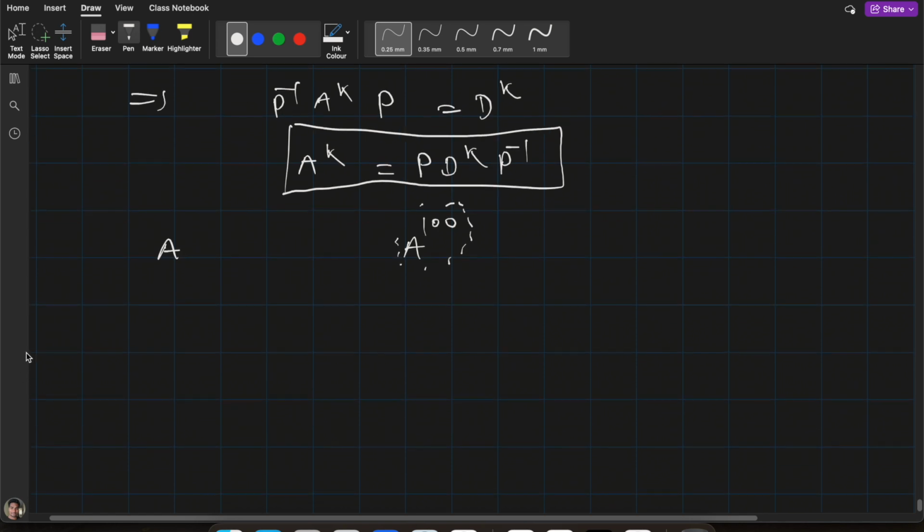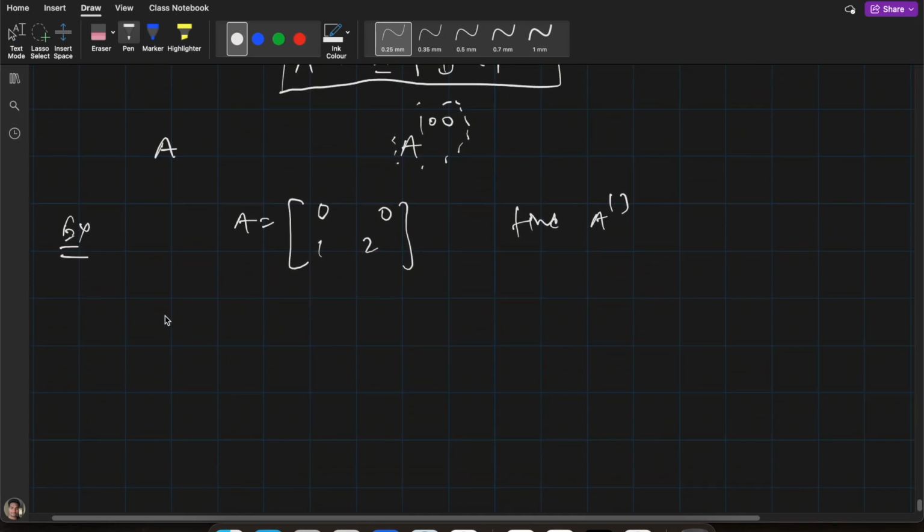Okay, let's take an example of how I will get it. Suppose I have a matrix A equal to [0 0; 1 2]. Now the question is: find A raised to the power 13. So what will I do? First I will write the characteristic equation, right? The characteristic equation is determinant of A minus lambda I equal to 0. So that will be [minus lambda, 0; 1, 2 minus lambda] equal to 0.